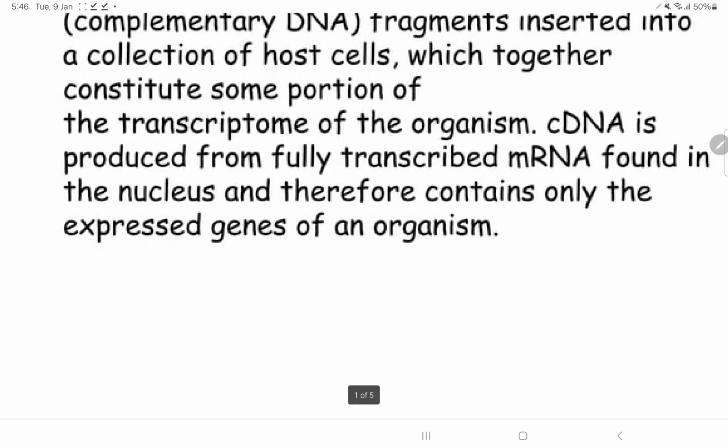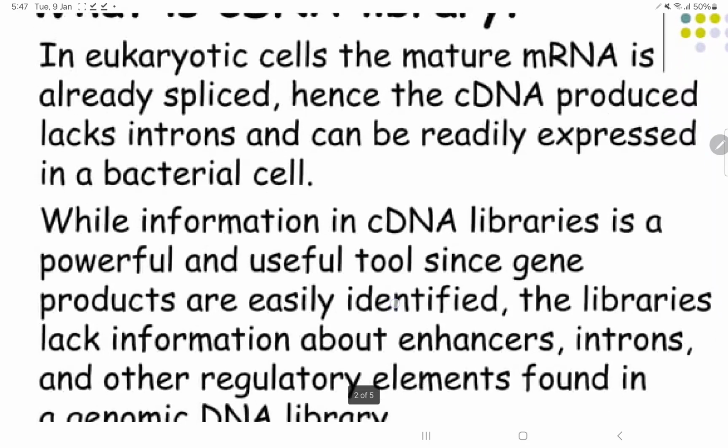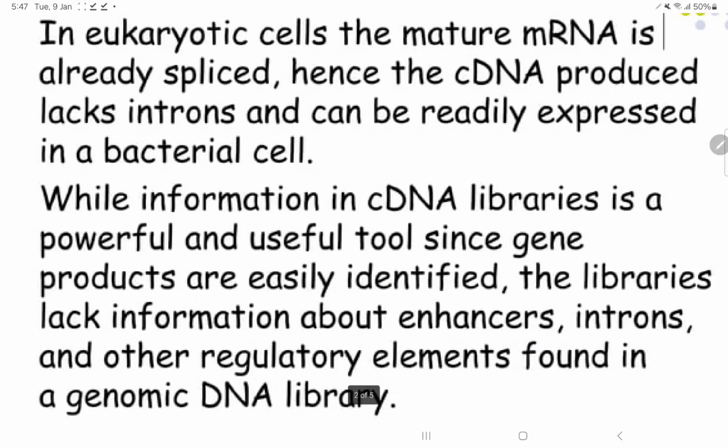So the normal DNA and complementary DNA or copy DNA are different. The normal DNA will have non-coding and coding regions, which means exons and introns. But when it comes to cDNA, you have only exons. If you see here, in eukaryotic cells, the mature RNA is already spliced. Hence, the cDNA is produced from mRNA by the enzyme called reverse transcriptase. So they lack introns and are readily expressed in the bacterial cell.